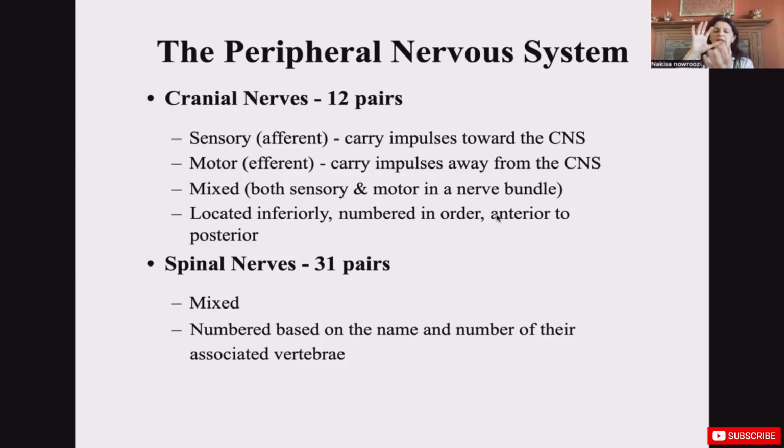These cranial nerves are located inferiorly. When you look at the brain, you have to go to the inferior side of the brain, and they are numbered in order anterior to posterior. Spinal nerves, there are 31 pairs of them. They're all mixed in function, so they have both sensory and motor nerves in one nerve bundle. They are named and numbered based on the area of the vertebrae they are associated with, for example, cervical, thoracic, lumbar, sacral.